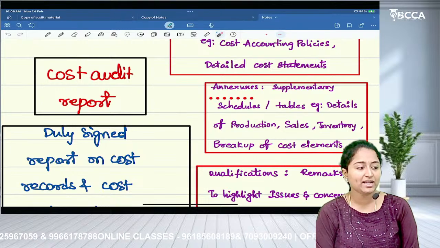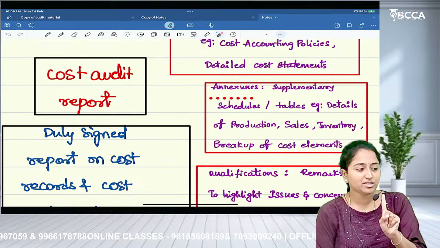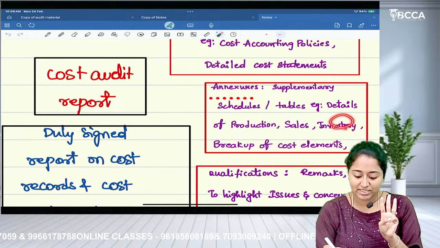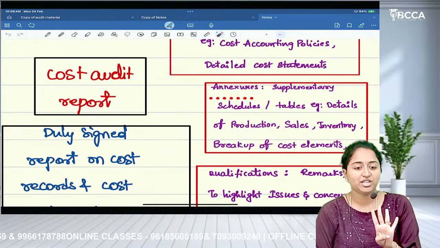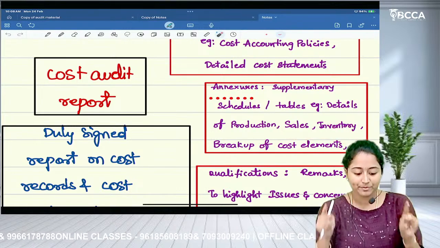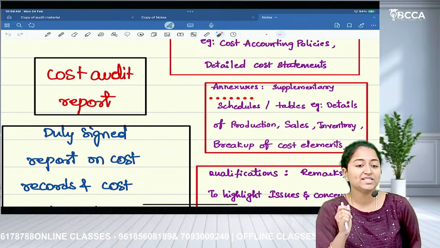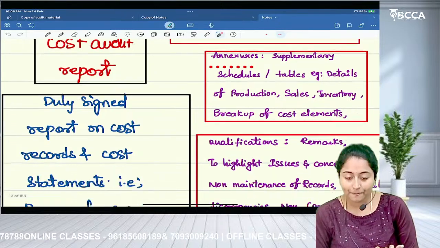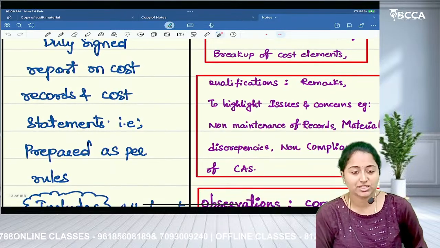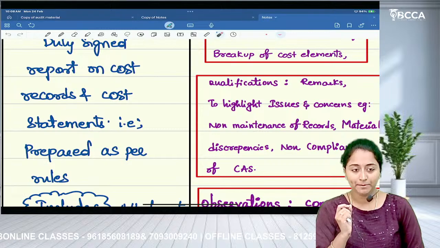What is this regarding? This is regarding production, sales, inventory and cost elements information. Regarding that information, we prepare a proper schedule and give it in the cost audit report. Those will be called annexures. Clear? Now, qualifications. Qualifications are nothing but remarks.